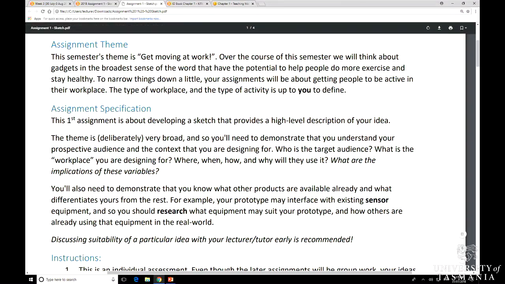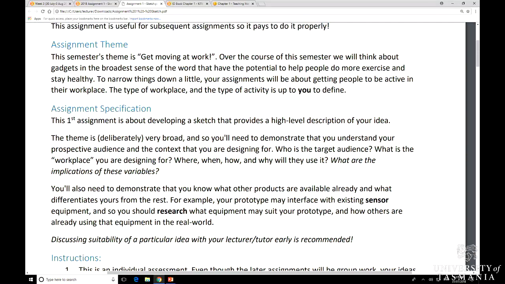When you've got your idea, or when you're thinking about your idea, you need to think about who you're designing the experience for. So who is your target audience? What is the workplace that your target audience will be interacting with your gadget or prototype? Or let's use the word artifact for now, because it's very broad. It can be anything. So your thing, I don't want to say the word thing, so we'll say artifact. It sounds much more academic. So what is the workplace that people will use your artifact in? Where, when, how, and why will they use it? And what are the implications of these variables? I've put that in italics because it's effectively the main thing that I want to see you think about in this assignment.